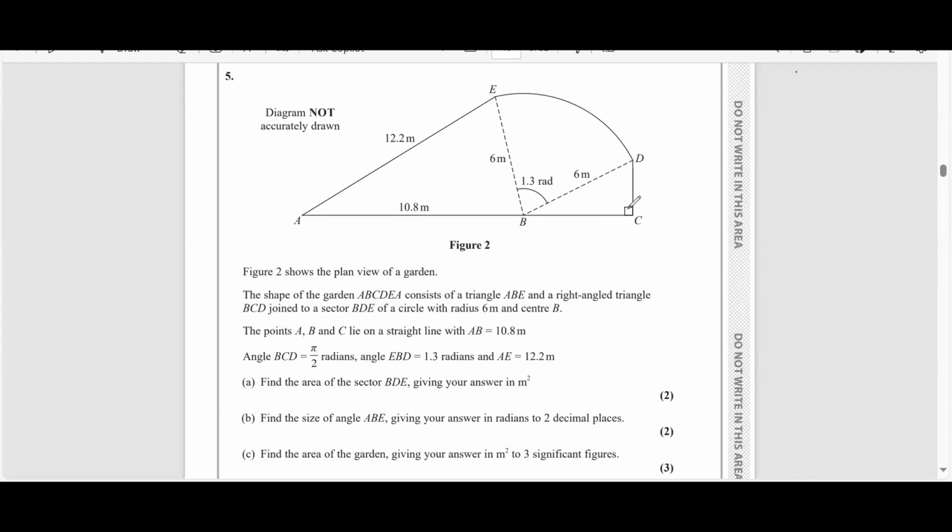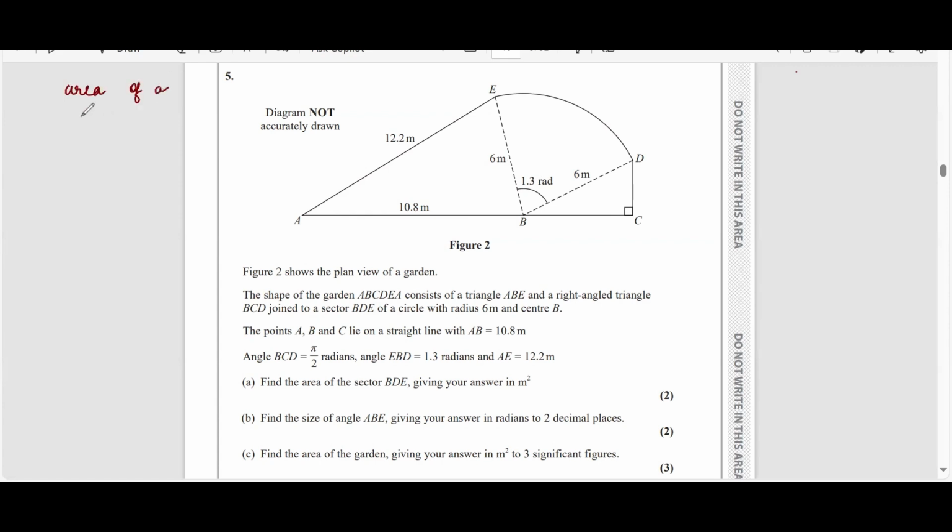Angle BCD is pi by 2, basically 90 degrees, and angle EBD is equal to 1.3 radians. AE is given as 12.2 meters. Find the area of the sector. Since the angle is in radians, we know the area of a sector.